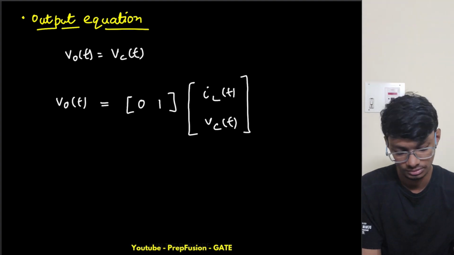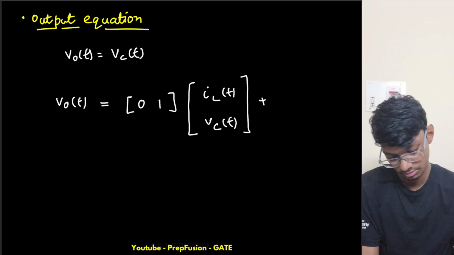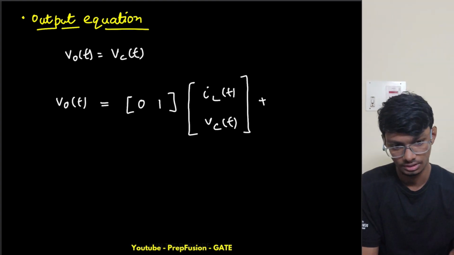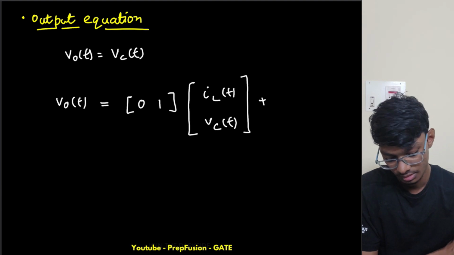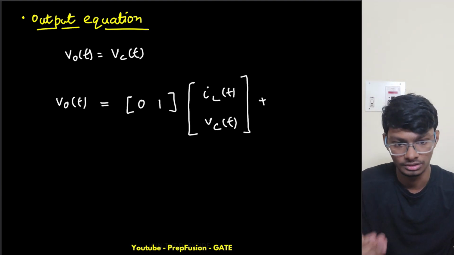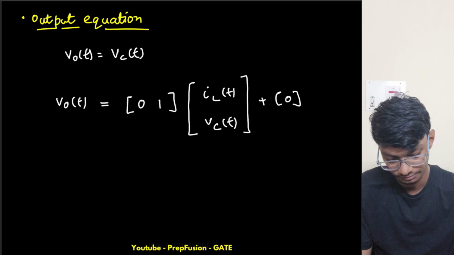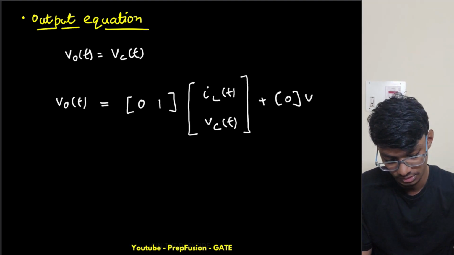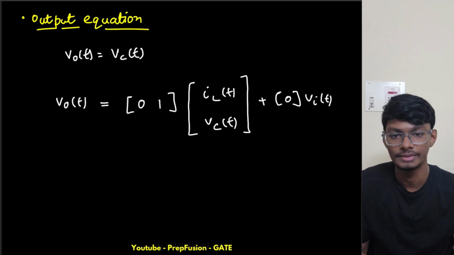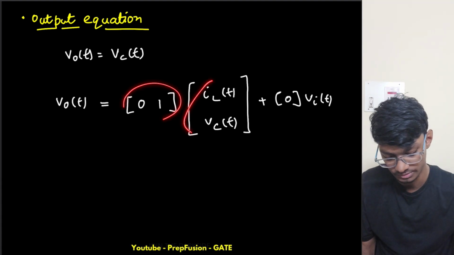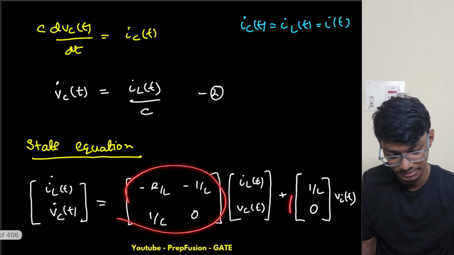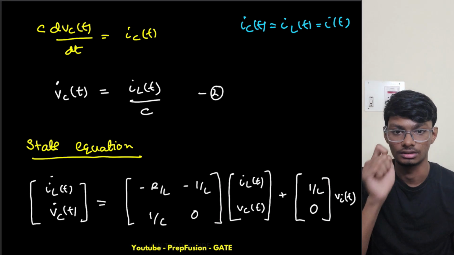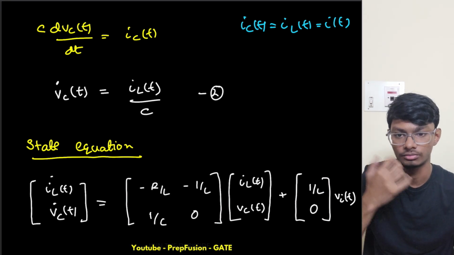IL of t and VC of t. And now it isn't dependent on input, so this will be 0 only. So the D matrix is 0, and this is my C matrix, this is my E matrix, and this is my B matrix, right? So I hope you are understanding how I'm doing this.